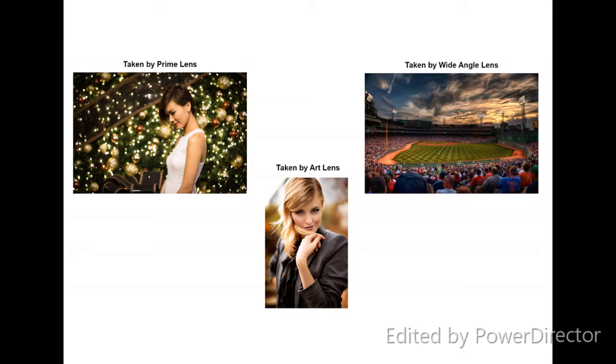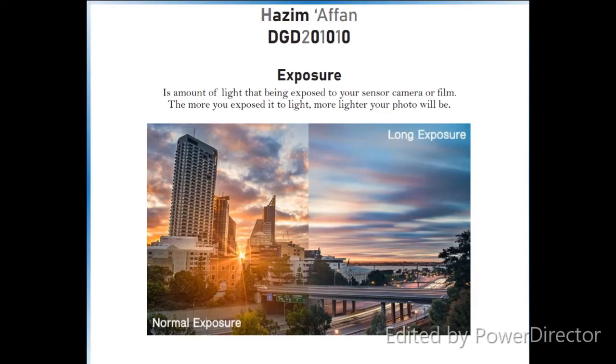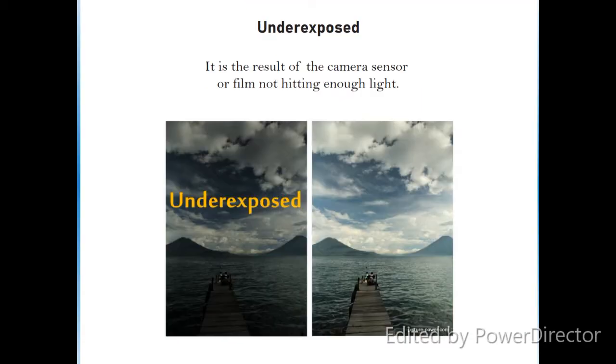Okay, the next chapter is exposure. Exposure is the amount of light that is exposed to a camera sensor or film. The more you expose it to light, the lighter your photo will be. Here you can see the example picture. Underexposed is a result of the camera sensor or film not getting enough light.